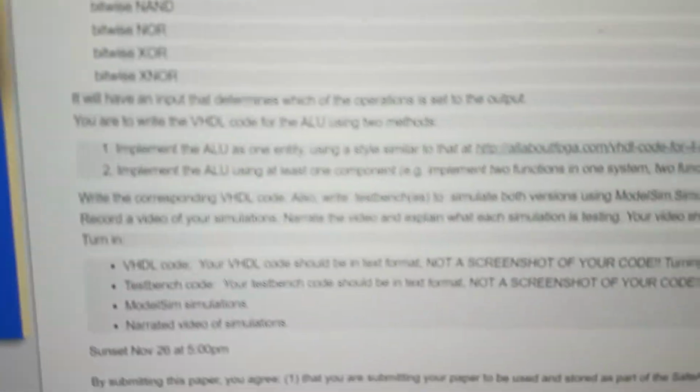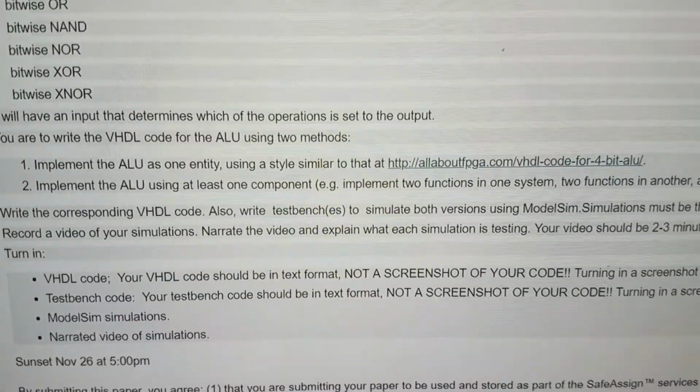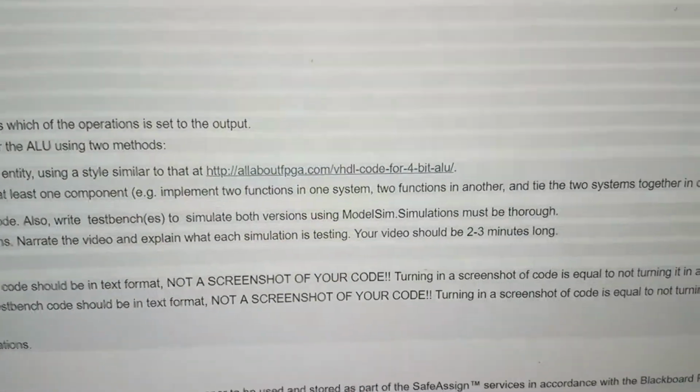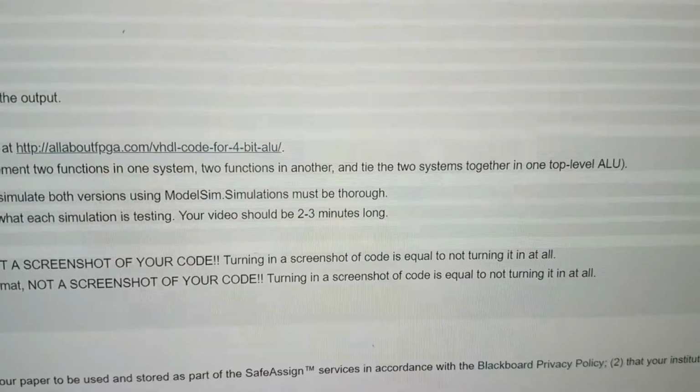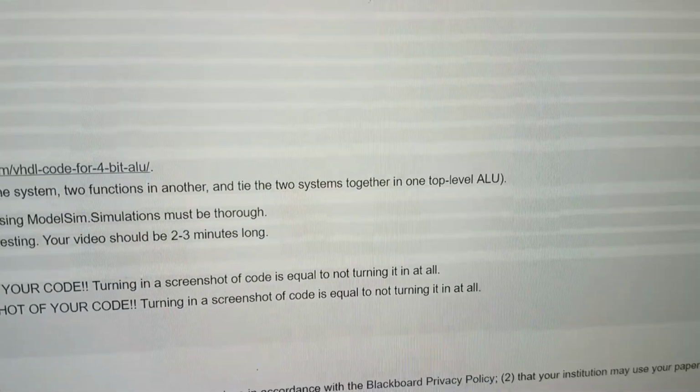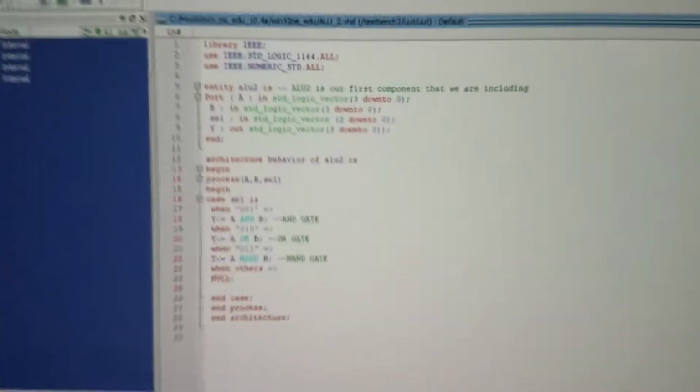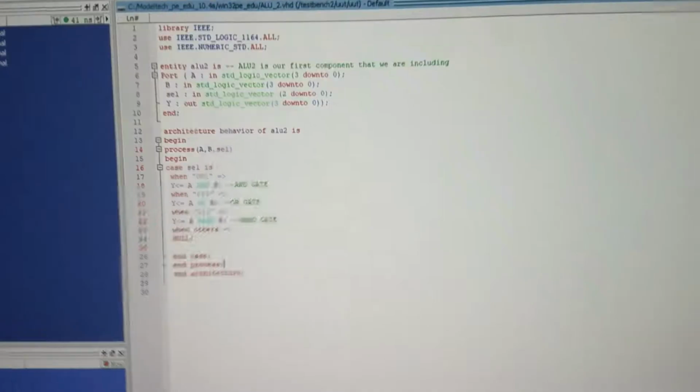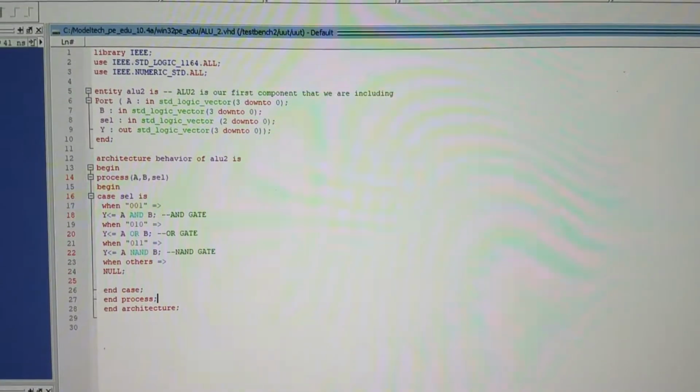I'll be starting with the one where we're implementing at least one component, implementing 2 functions in one system, and yeah, you can read the rest. So let's get into the ALU. Starting with our first component within this ALU, let's see.